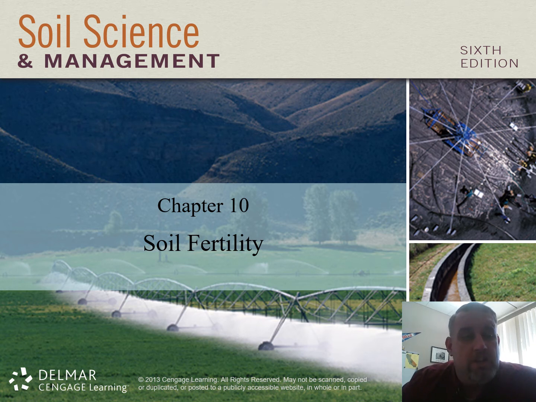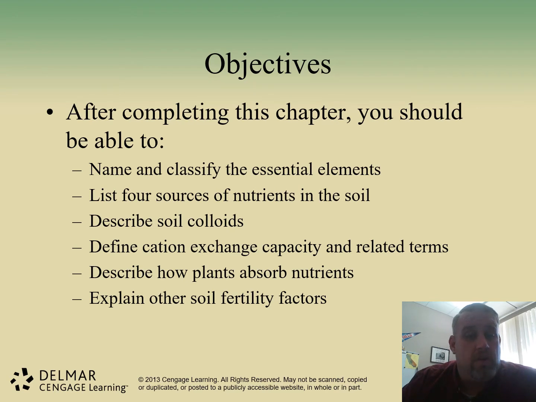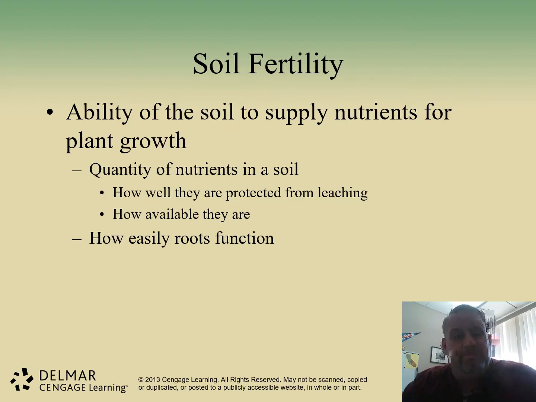Welcome to Soil Science and Management, Chapter 10. And in this section, we're going to discuss soil fertility. So the objectives here are to name and classify the essential elements that are required within the soil to grow plants, identify sources of nutrients within the soil, describe what soil colloids are, define cation exchange capacity and some terms that are related to that, describe how plants absorb nutrients, and then some other soil fertility factors.